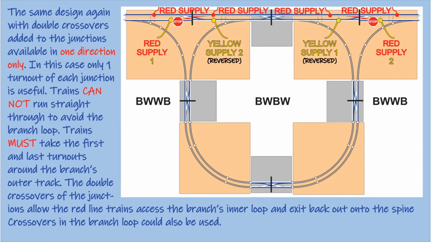The double crossovers of the junctions allow the red line trains to access the branch's inner loop and exit back out onto the spine. Crossovers in the branch loop could also be used. So you can see here, installing the double crossovers is only a half of a benefit.